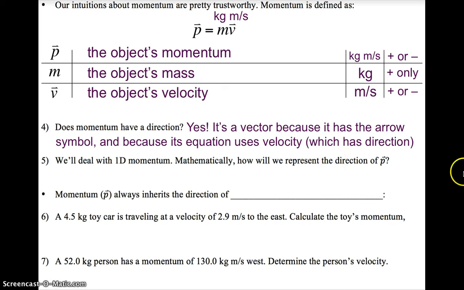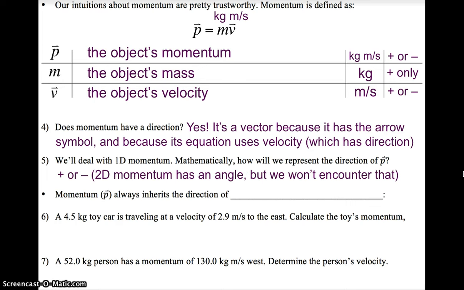Mathematically, how do we show to the left? How do we show to the right? So go ahead and write the answer on your page. So we use a positive or a negative. You don't need to write this down. There is two-dimensional momentum. We're not going to deal with that. We won't encounter it. But it would use an angle, theta, for the direction. It wouldn't use positive or negative if it's a two-dimensional momentum.